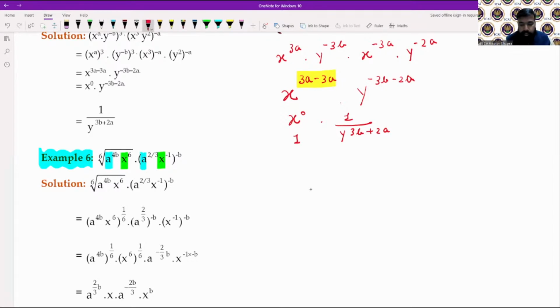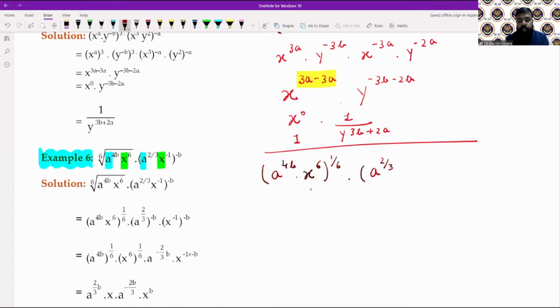So we can write this question as a to the power of 4b multiplied by x to the power of 6, and now there is a sixth root on the top, so we will write 1 by 6 multiplied by a to the power of 2 by 3 into x to the power of minus 1 and whole to the power of minus b. Okay, so this is the given question.